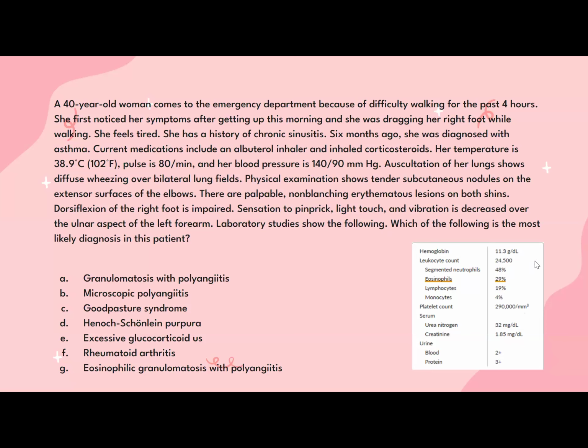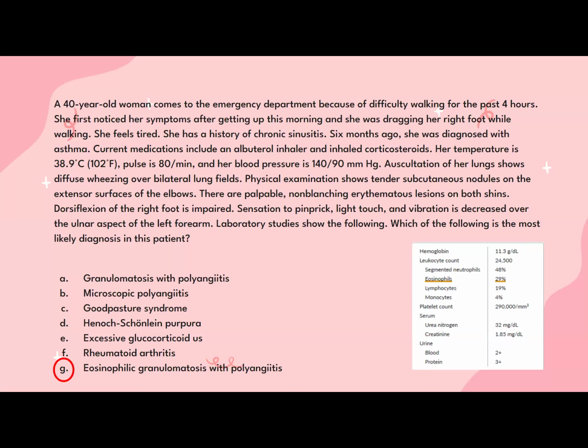Leukocyte count is very, very elevated. The upper limit of normal would be 11,000. This is 24,000. And out of those, we see eosinophils are 29%. The normal eosinophil percentage is 0 to 1%. Highly, highly elevated eosinophils. So what are we thinking? That is right. We are thinking of eosinophilic granulomatosis with polyangiitis.